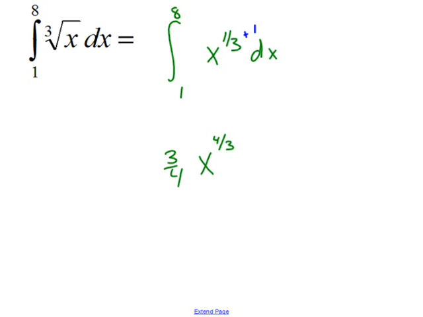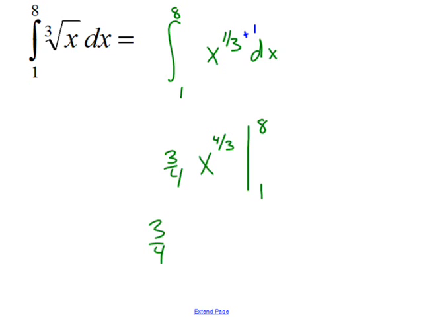Now just in your head, double check. If I do the derivative of this, that means I'm going to take the 4/3 down times the 3/4. And 4/3 times 3/4 gives you 1. And then I reduce the 4/3 by 1. That gives me right back to the 1/3. So I am correct in my antiderivative. And then I'm going to evaluate it from 1 to 8.